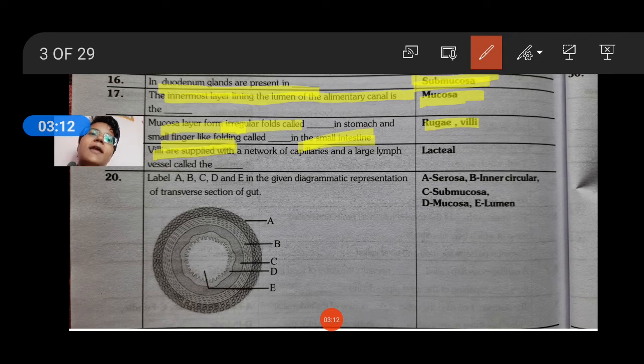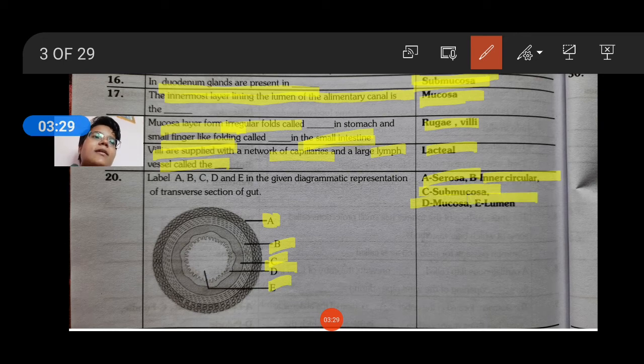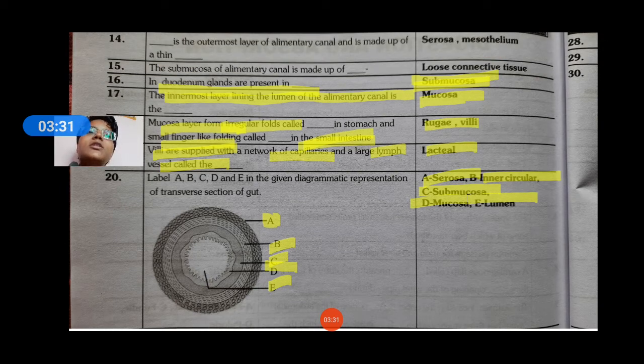Villi are supplied with a network of capillaries and lymph vessels called lacteals. Here A is serosa, B is inner circular muscle, C is submucosa, D is mucosa and E is lumen. The submucosa of the alimentary canal is made up of loose connective tissue.